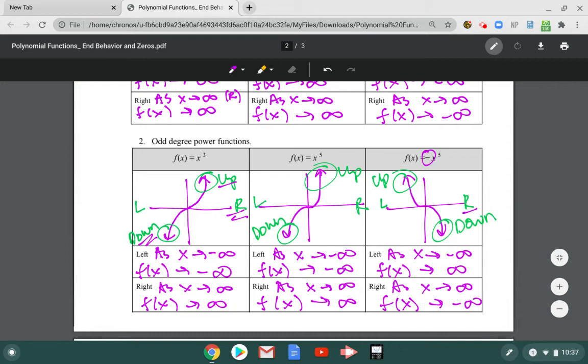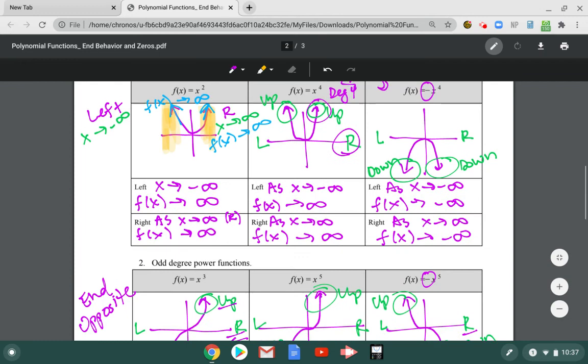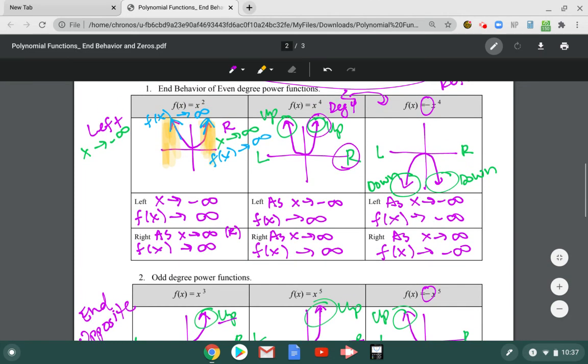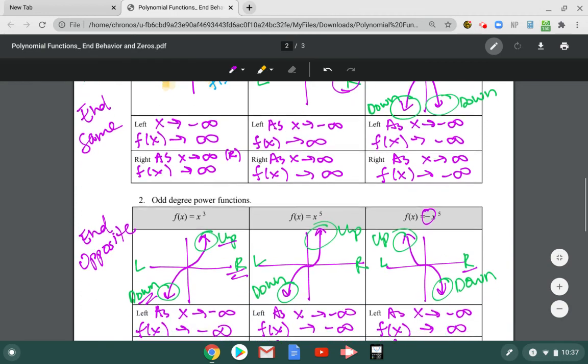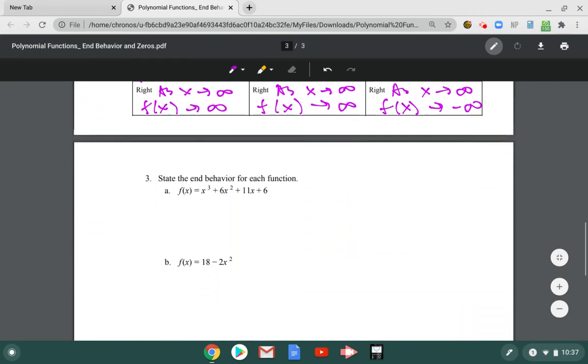So to summarize, if you have an odd degree power function, it doesn't matter how many terms you have, it's the lead term that we're going to be looking at. The end behavior is opposite, one up, one down. For the even degree ones, the end behavior is the same, either both up or both down. Okay, so we're getting the hang of it.